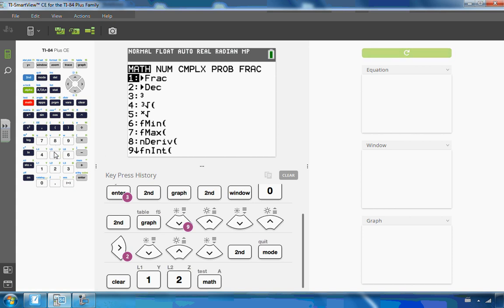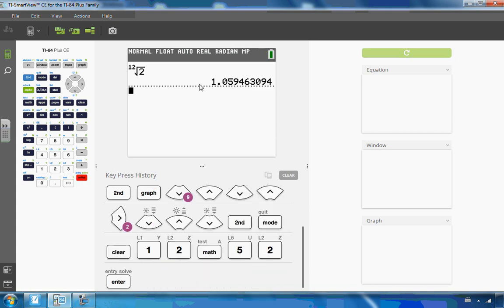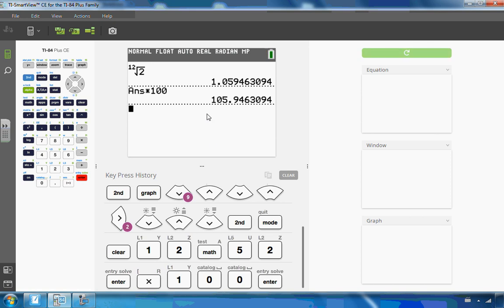So I'll do option 5 and see it does the 12th root. And I'm doing the 12th root of 2. So there's what my base is. Remember, this is a percentage, so I'll times it by 100. So that's the percentage. So you can see it's over 100% because it's growing.